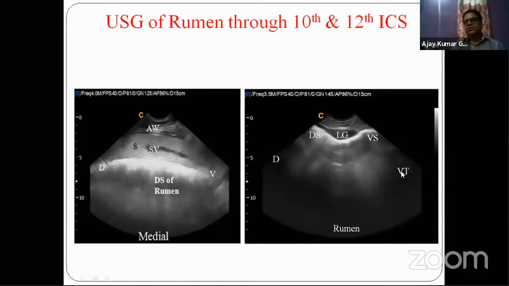Whenever you scan through intercostal spaces, you always keep the transducer in such a way that it points dorso-ventrally. So this will be the dorsal and this will be the ventral. When you scan in the middle of the 12th intercostal space, you will find the longitudinal groove. If you scan proximal to this longitudinal groove, you will find the spleen there. And if you scan ventral to the longitudinal groove, you will find only the semicircular echogenic line of the rumen, because ventrally the rumen will be in direct contact with the abdominal wall.